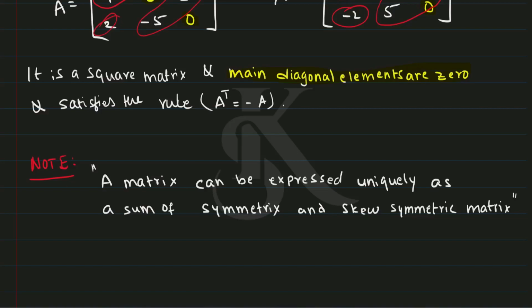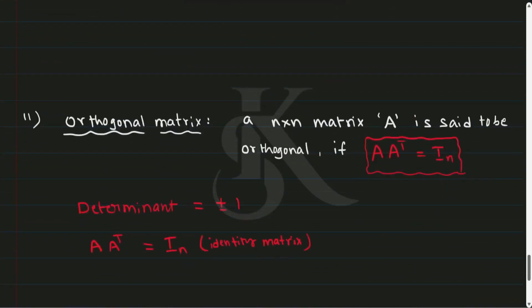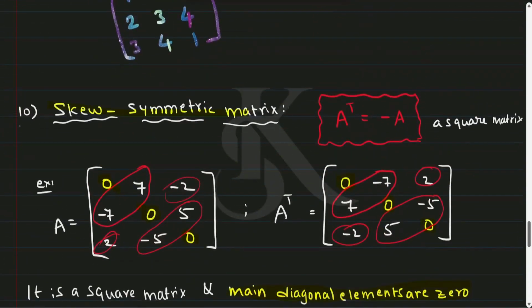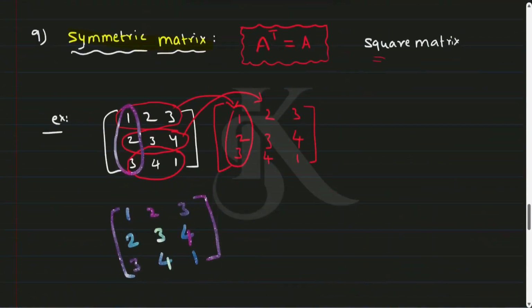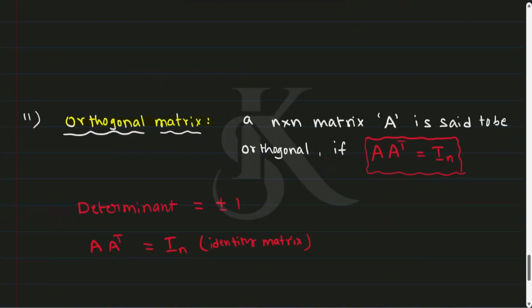A matrix can be expressed uniquely as the sum of a symmetric matrix and a skew symmetric matrix. If we sum the symmetric matrix and skew symmetric matrix, we'll find a matrix. That's the orthogonal matrix. Everything is covered, right? A square matrix A is said to be orthogonal if A into A transpose is the unit matrix, identity matrix. That is also a square matrix.